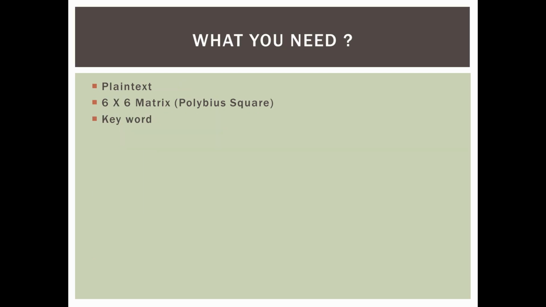So after that, you should consider what you need for encrypting and making an encrypted text. First of all, you will need to take the plain text as input from the user, and you should also have the 6x6 matrix, or the polybius square, as you can say, and you should also require a keyword which is also supposed to be taken from the user.